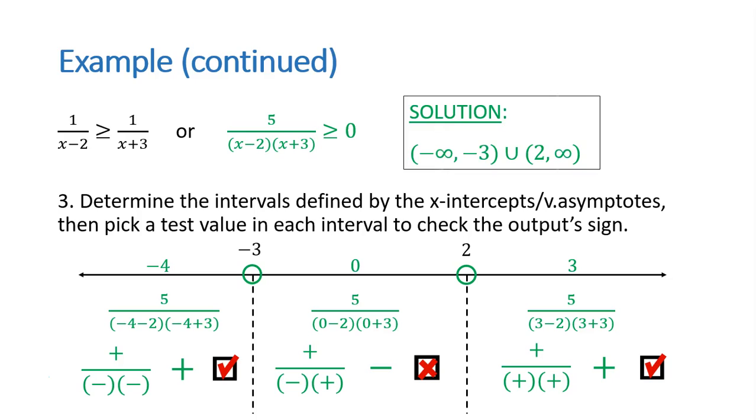So our solution is -infinity to -3 and 2 to infinity, not including those endpoints, not necessarily because of the form of our inequality, but because both of these endpoints correspond to vertical asymptotes.